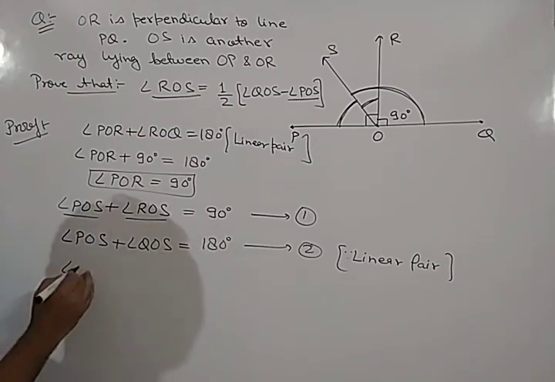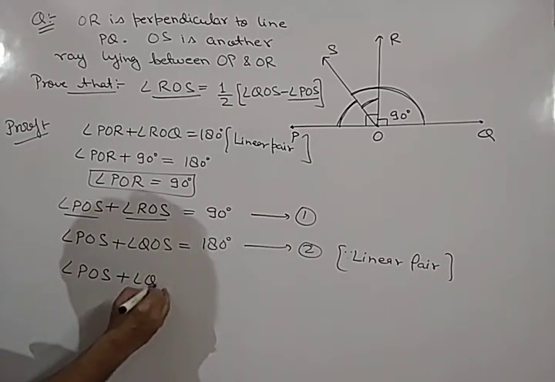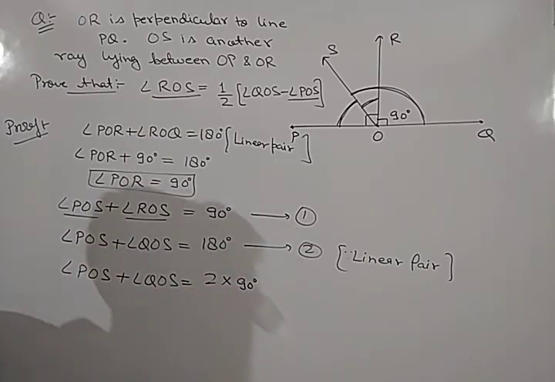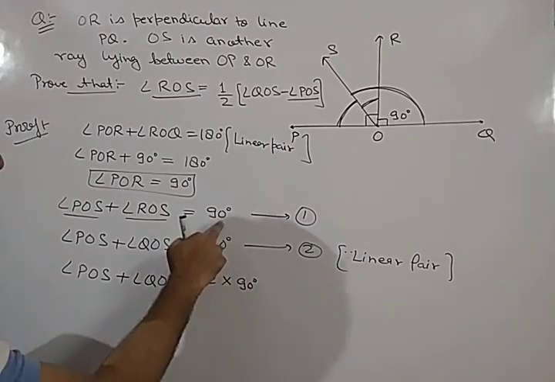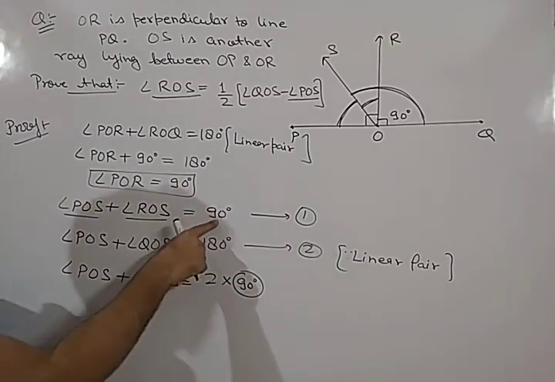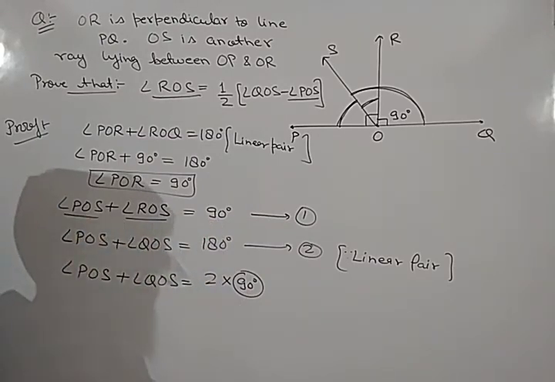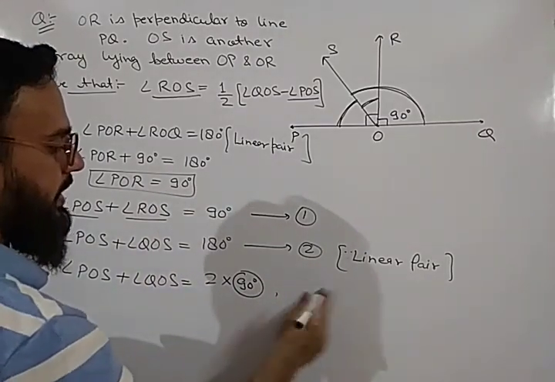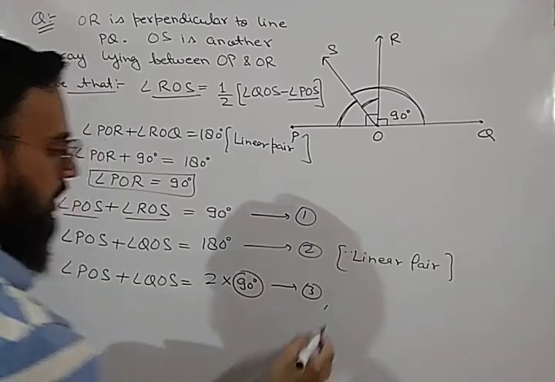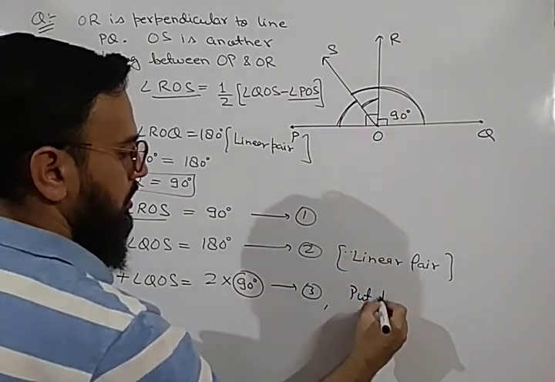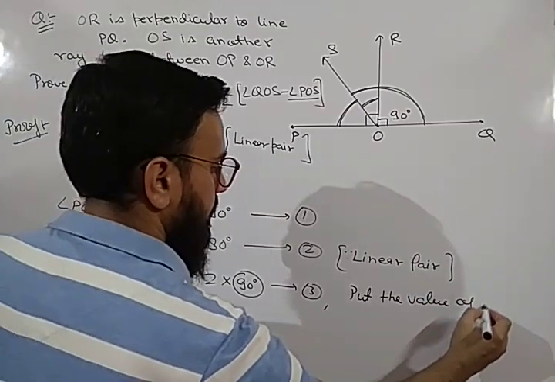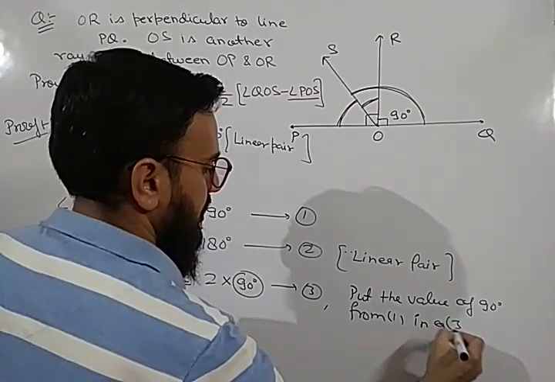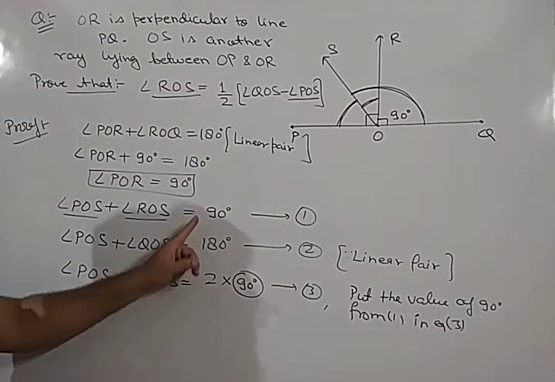So we can write angle POS plus angle QOS is equal to 180 as 2 into 90 degrees. And we know from equation 1 what the value of 90 degrees is. 90 degrees can be written as POS plus ROS. Let us take this as equation number 3. Now we will put the value of 90 degrees from equation 1 in equation 3.